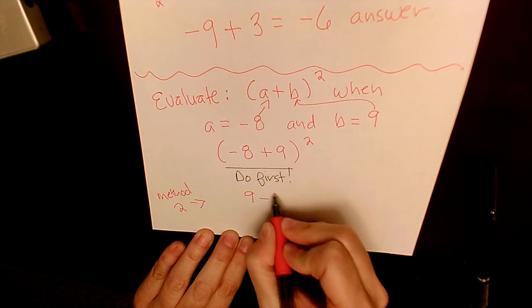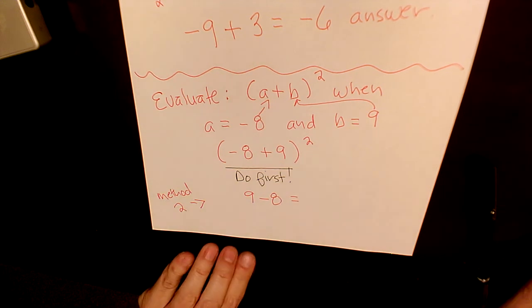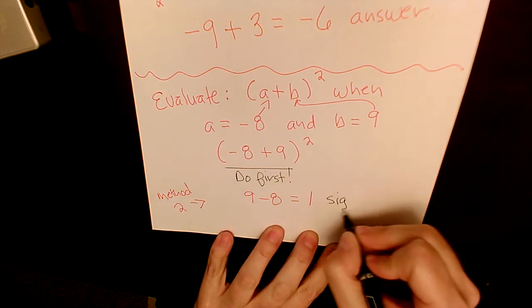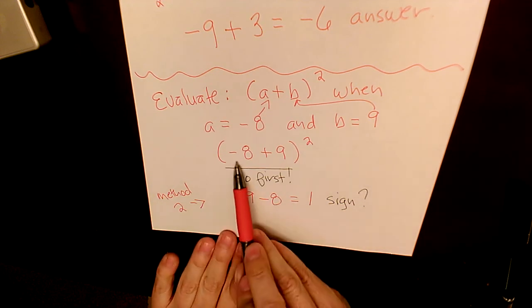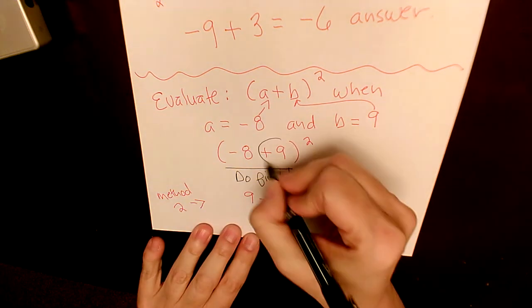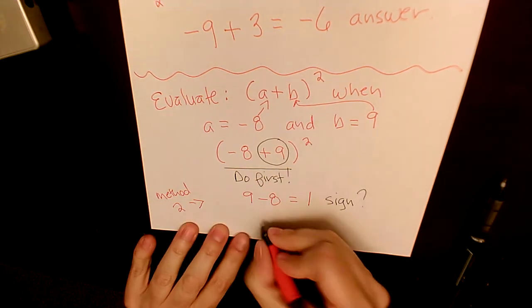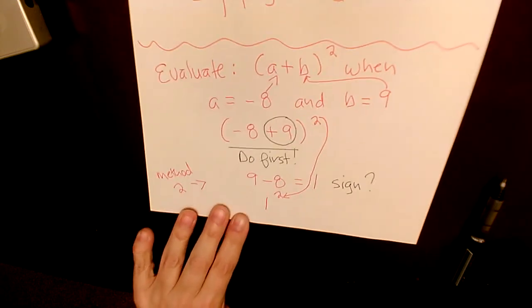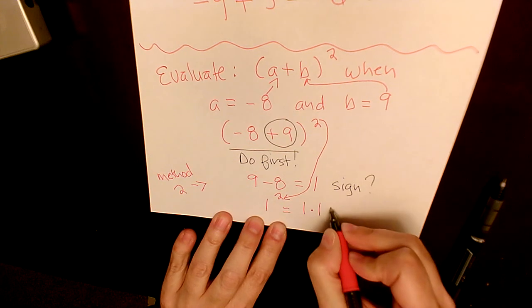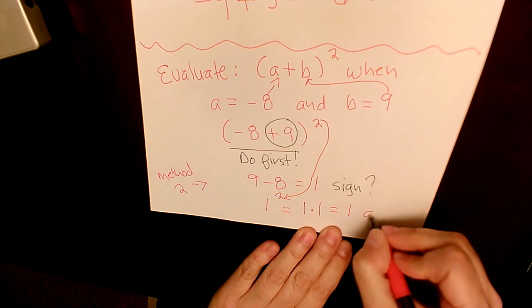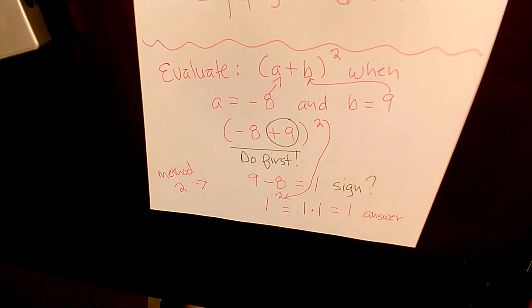So I'm going to put the bigger number on top. And what's 9 minus 8? Is just 1. Okay, what sign is going to go with this? Who's got more? The negative 8 or the positive 9? Positive 9 has more, so our final answer is 1. And we're going to bring this square down, and we learn what this means. This means positive 1 times positive 1. So 1 times 1 is 1. So this is my answer.